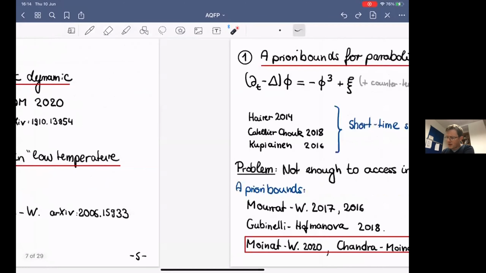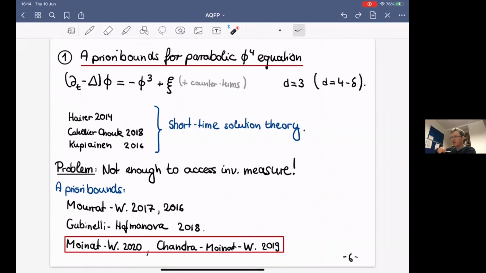So let's start perhaps with this Φ⁴ equation, and this was one of the immediate problems that people were aware of when Martin put forward his work. Already 8 years ago or so, if you read these first groundbreaking works on SPDEs, so Martin's work on regularity structures, or Kupiainen's work using RG techniques, they were all short time solution theories.